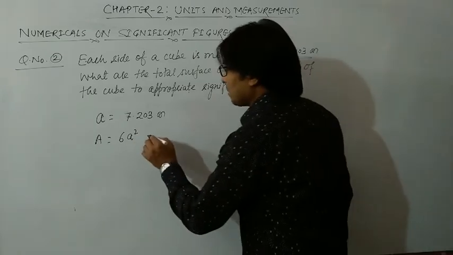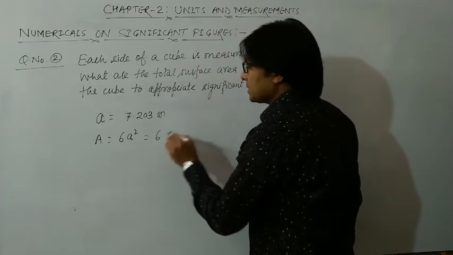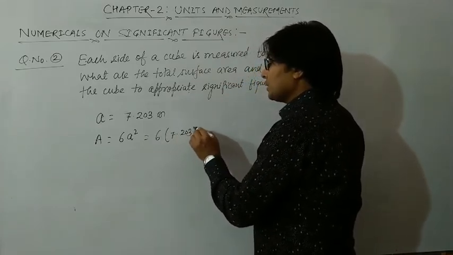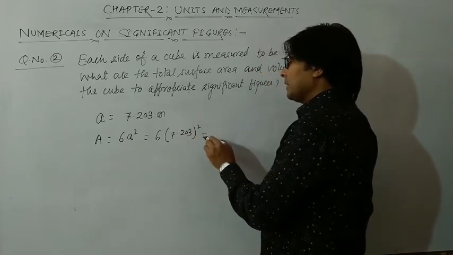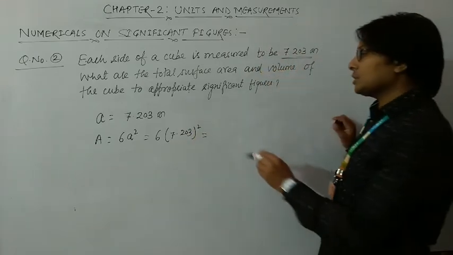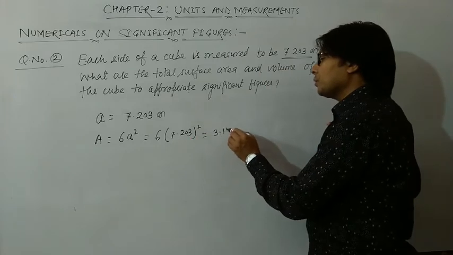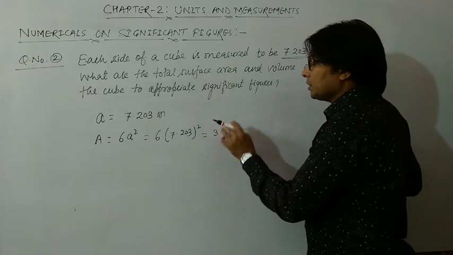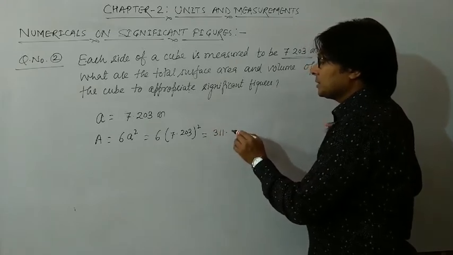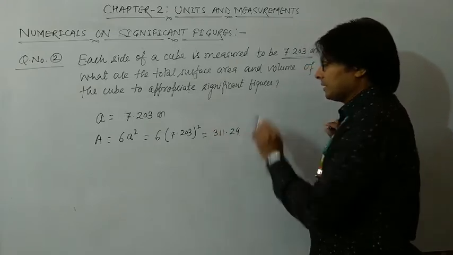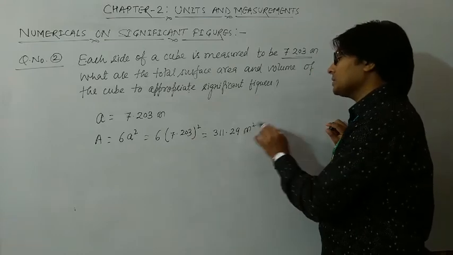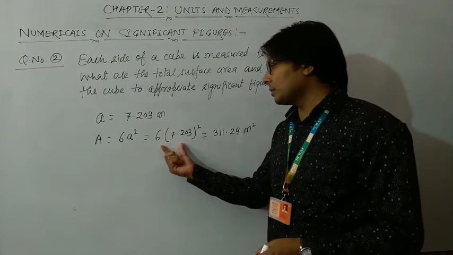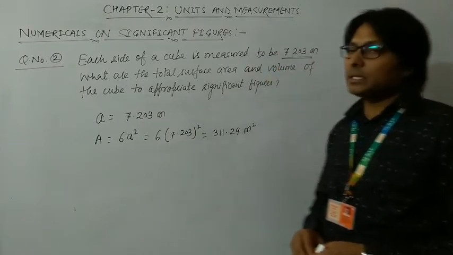So using this formula, when you solve 6 into 7.203 whole square, the value of this area comes out to be 311.29 meter square. This is the value after solving this square and multiplying by 6.